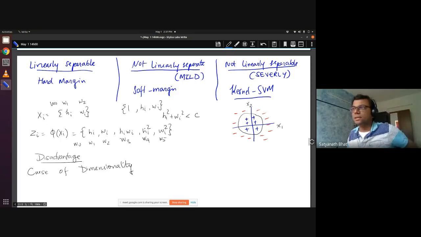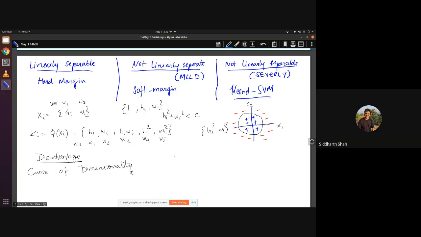Even more than that, you cannot even plot the data and see. I know that I don't need any of this. I can just take hi square and wi square, right? So that much only I need for my zi's. Why don't I do this? Can someone tell me why we can't do this? So we can't know beforehand what all will be required.